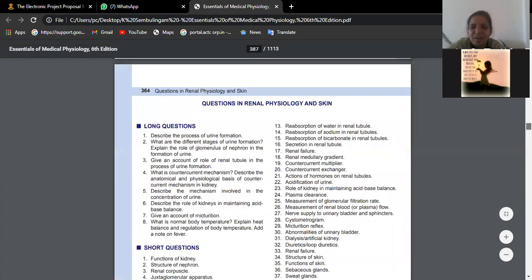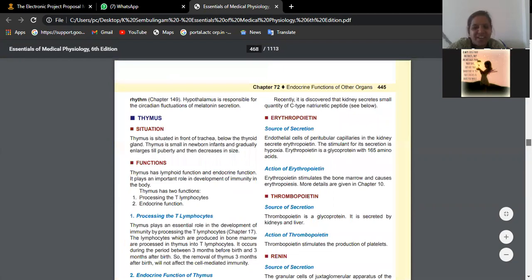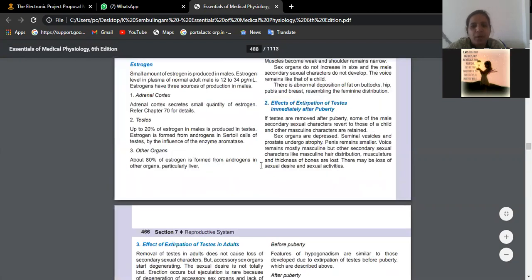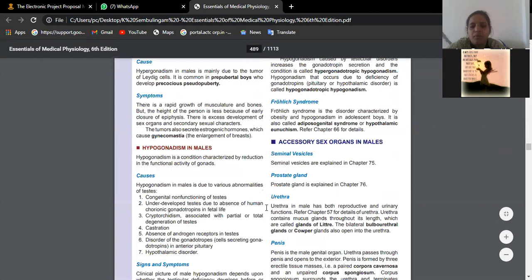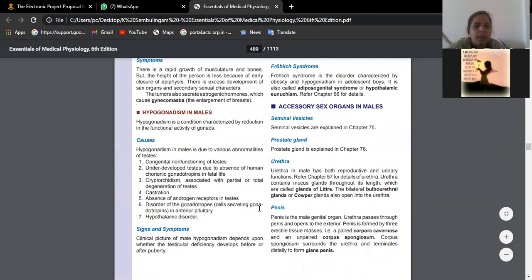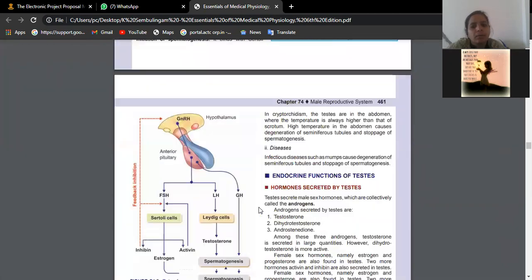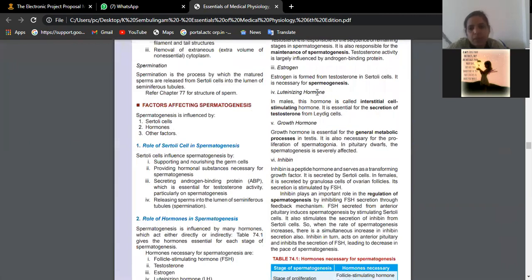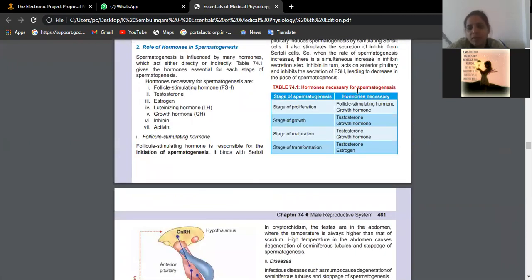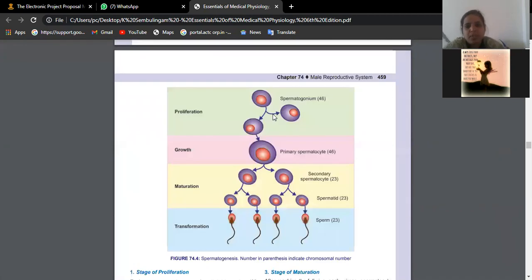You are telling hormones, right? Actually, for hormones, you have to give the list of hormones which are responsible. Those are the factors affecting spermatogenesis. Yes, these are the hormones necessary for spermatogenesis. See, first, basically, spermatogenesis is like you have to give the cycle. So, spermatogenesis.